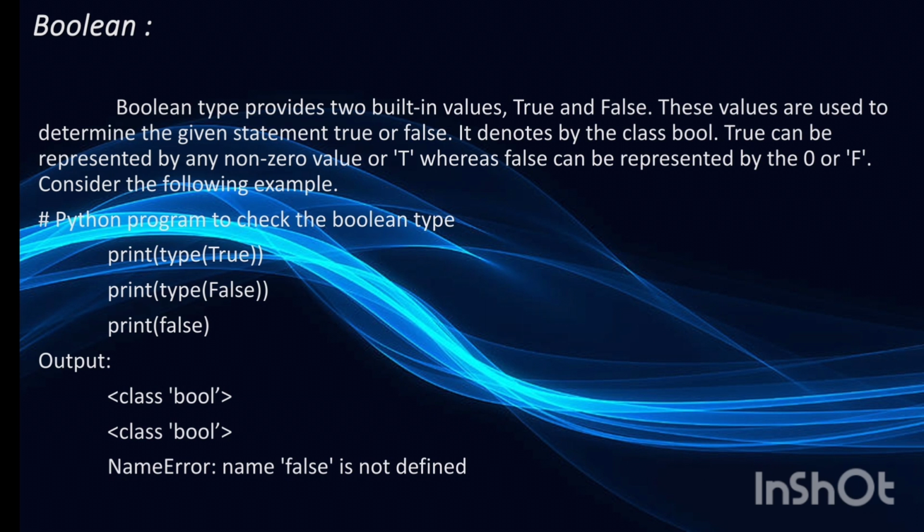Here in the first line we are printing the type of true, in the second line we are printing the type of false, and in the third line print of false. Here we get an error, that is name error. Name false is not defined. From this we can understand that the first letter must be a capital letter and the remaining are small letters. And type of true prints class bool and type of false prints class bool.